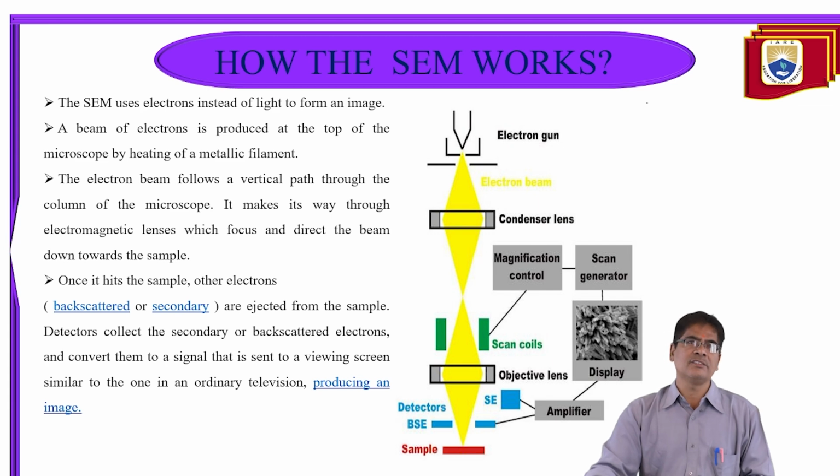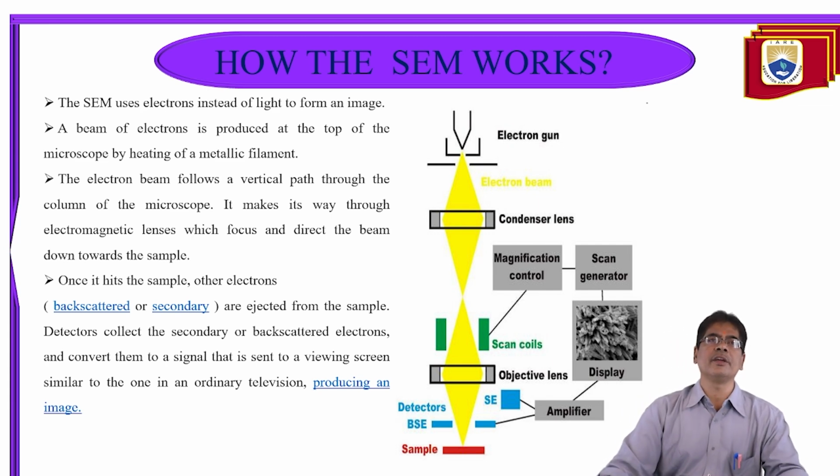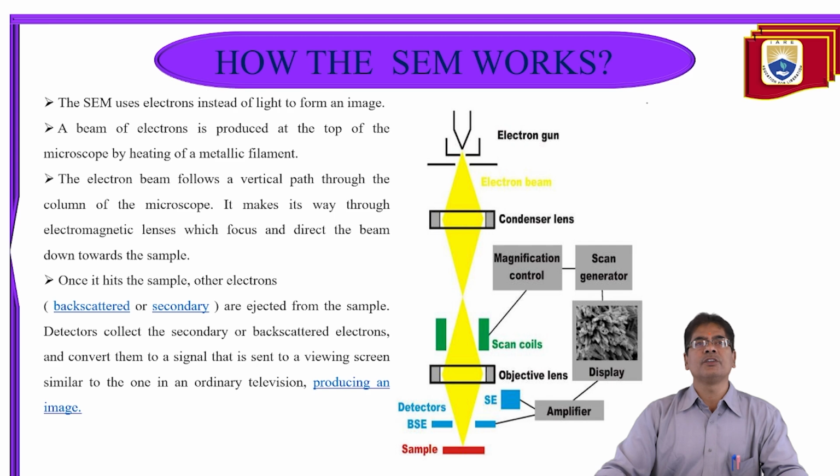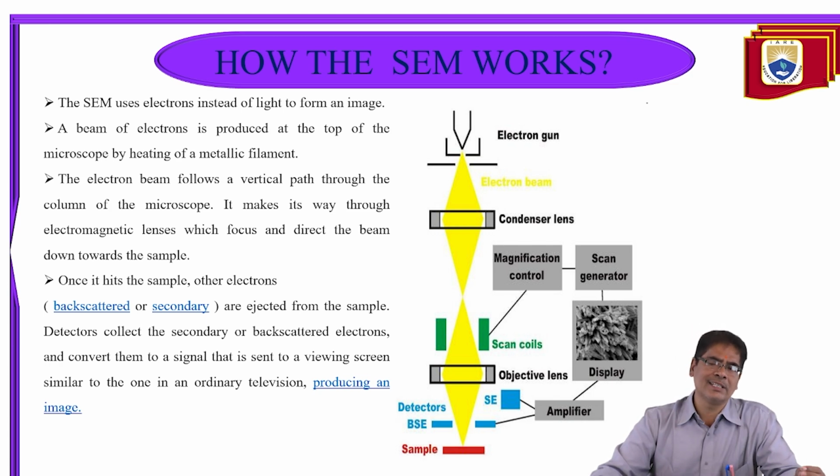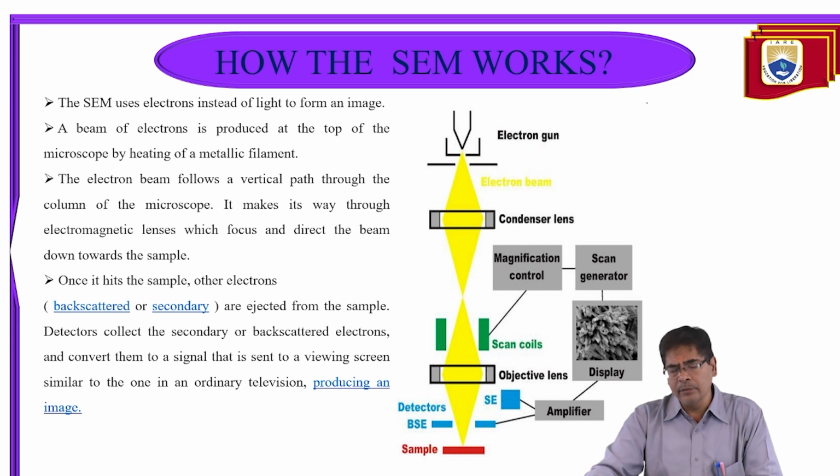So how does the SEM work? The SEM uses electrons instead of light to form an image. A beam of electrons is produced at the top of the microscope by heating of a metallic filament. The electron beam follows a vertical path through the column of the microscope. It makes its way through electromagnetic lenses, which focus and direct the beam down towards the sample. Once it hits the sample, secondary or backscattered electrons are ejected from the surface of the sample. Detectors collect these electrons and convert them to a signal that is sent to a viewing screen, similar to the one in an ordinary television, producing an image.